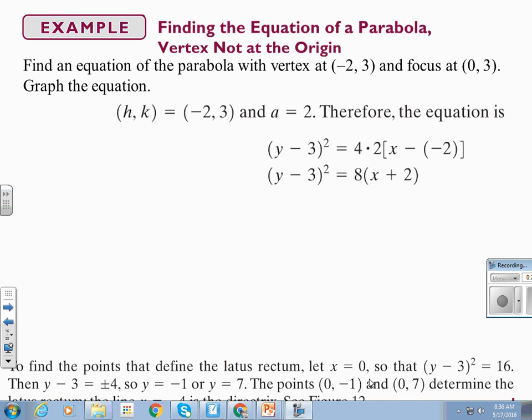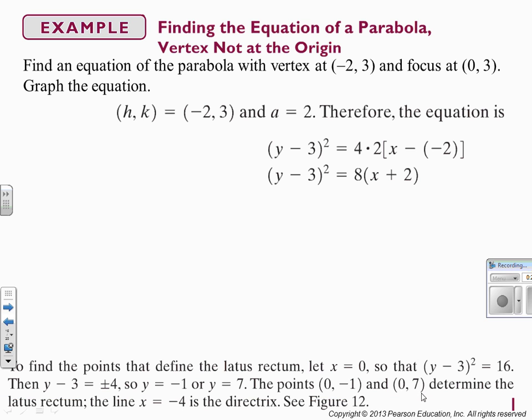We add 3 to that. If I am positive 4 and I add 3, I'm at 7. If I'm at negative 4 and I add 3, I'm at negative 1. So the points 0, negative 1, and 0, 7 are at the latus rectum. And the line x equals negative 4 is our directrix, because it's at h minus a. So h is negative 2. Minus 2 is negative 4.